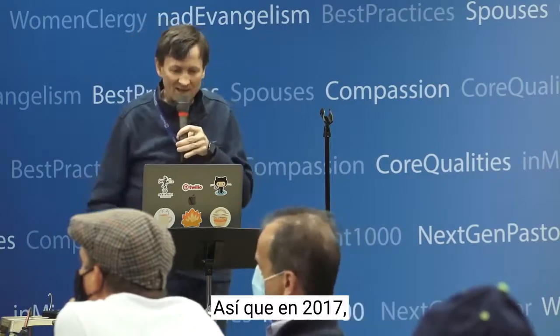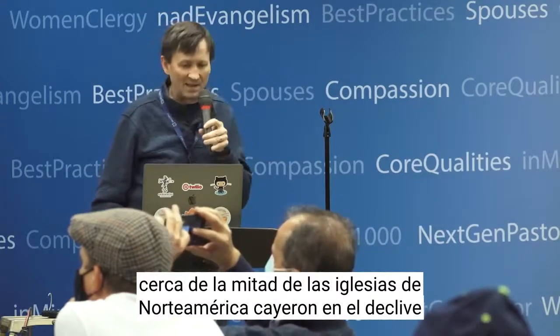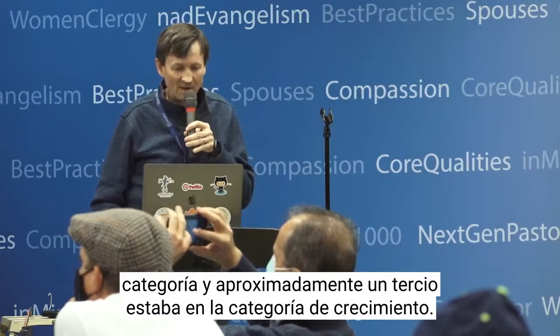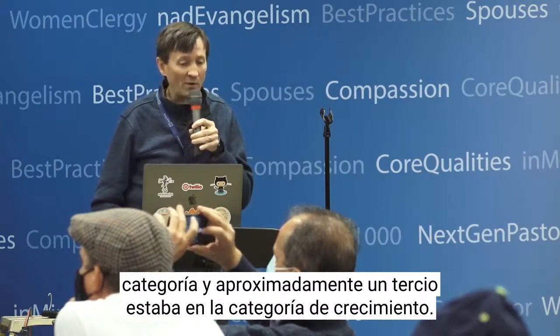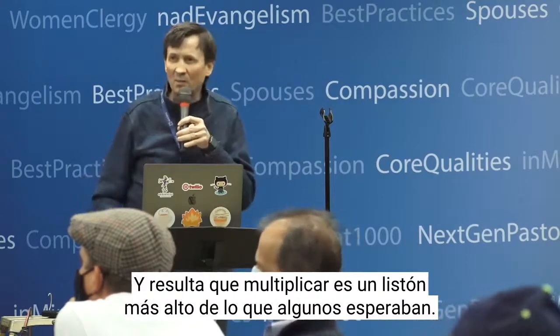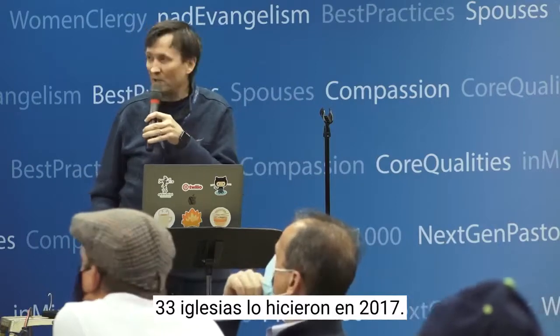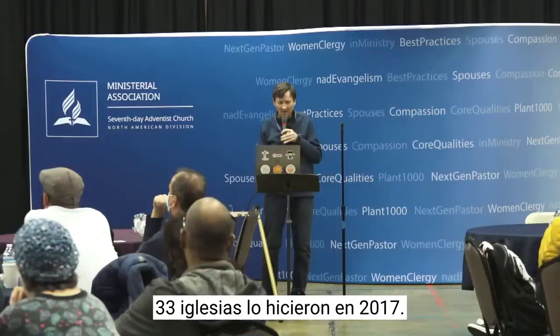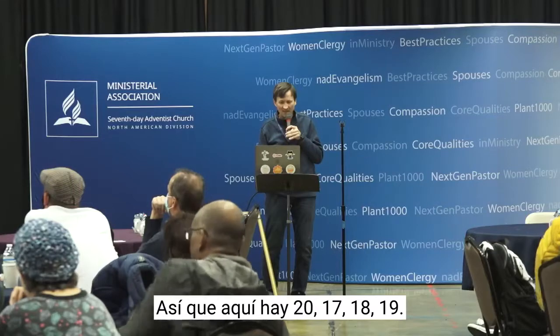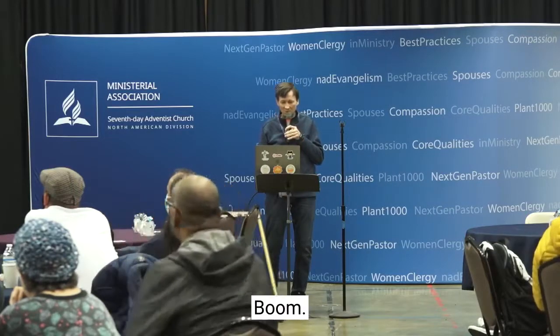So in 2017, about half of the churches in North America fell into the declining category, and about one third were in the growing category. So about a sixth in plateauing. And it turns out multiplying is a higher bar than some people might have expected. 33 churches made it in 2017. So here's 2017, 18, 19, boom.